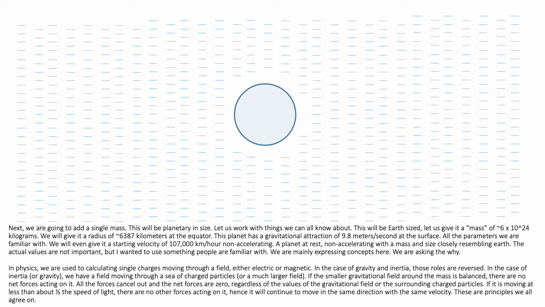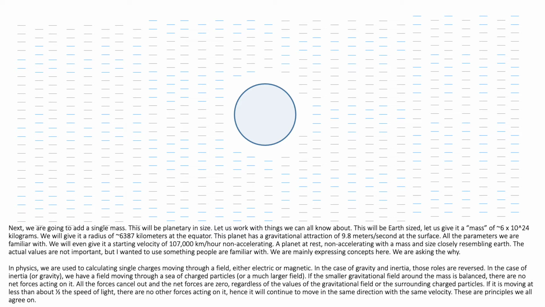In physics, we are used to calculating single charges moving through a field, either electric or magnetic. In the case of gravity and inertia, those roles are reversed. In the case of inertia, or gravity, we have a field moving through a sea of charged particles, or a much larger field. If the smaller gravitational field around the mass is balanced, there are no net forces acting on it.